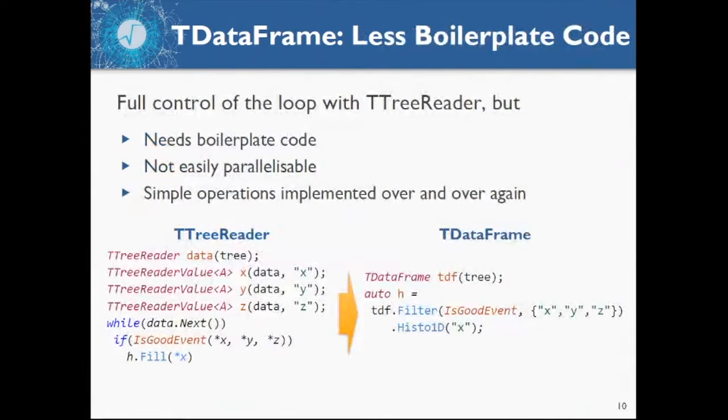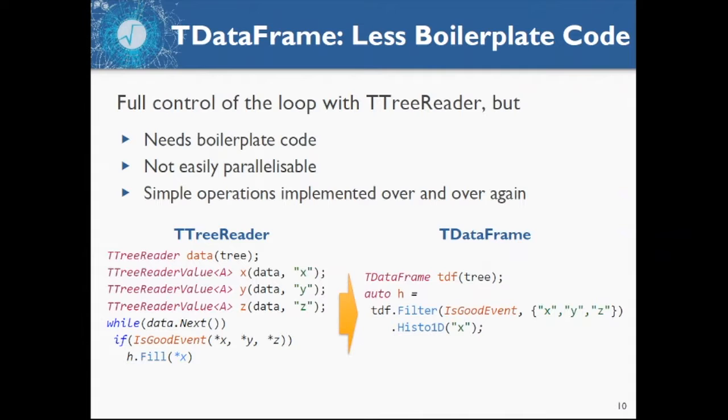So here's the basic example. It's just less boilerplate code. With T3 reader, you create your T3 reader values, you do a while loop, and if your event is passing your filters, you fill your histogram, and then if you have 10 other histograms, maybe you will do another loop there. Then this loop is in Python. It can be slow, so not very easily to parallelize this loop.